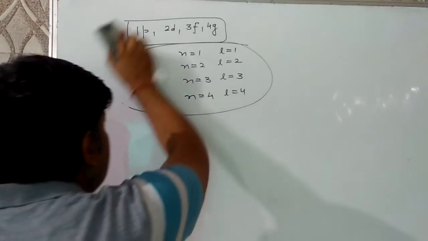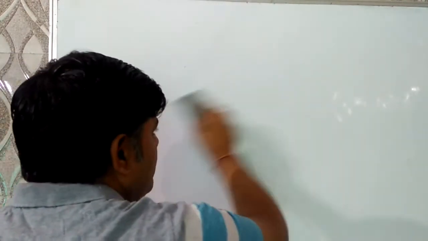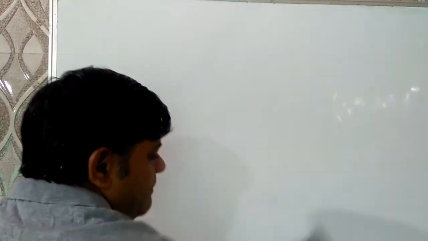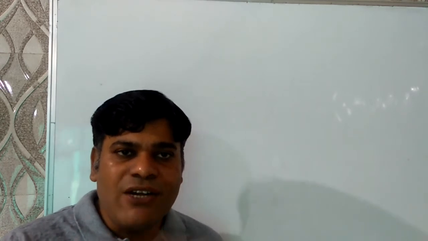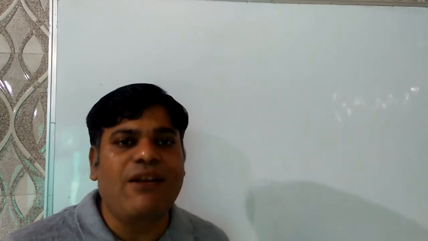Now, we have to discuss a very important topic on the basis of which all the chemistry of elements is going to be decided, and that topic is electronic configuration. First of all, we have to know what we understand by electronic configuration. Electronic configuration means the arrangement of electrons in various subshells of an atom.